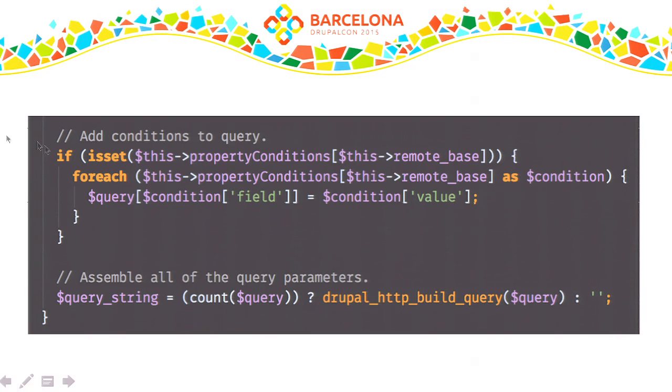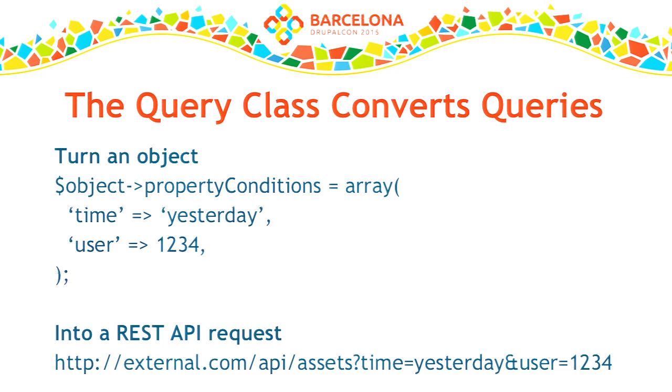Here you can see we're iterating over all of our property conditions, and then we're adding it to some sort of query array, and then we break down that array using Drupal HTTP build query to produce a query string. So we're actually converting an object now into just some sort of arbitrary query string based on whatever business logic that we need. So in layman's terms, this is not really syntactically correct, but hopefully this gets the idea across that you're going to turn an object into a REST API request. You're simply just going to perform some sort of magic conversion.